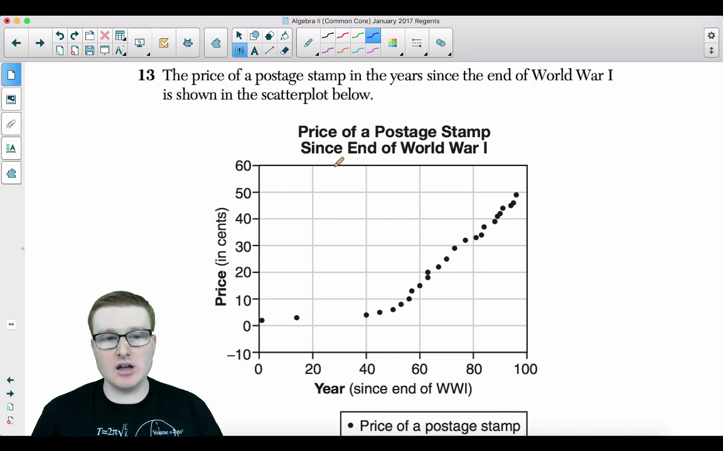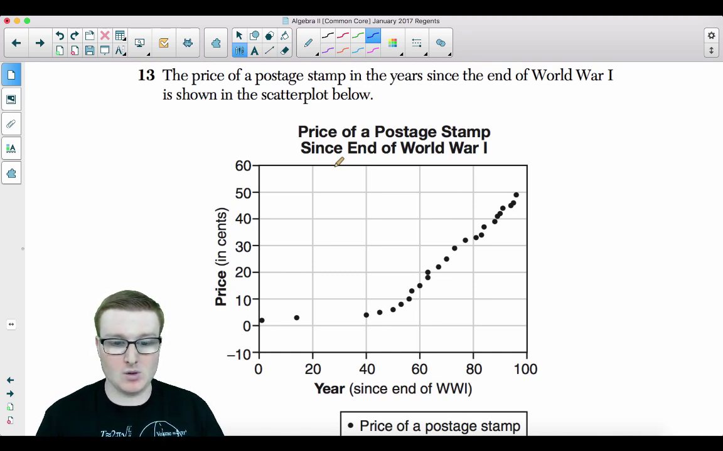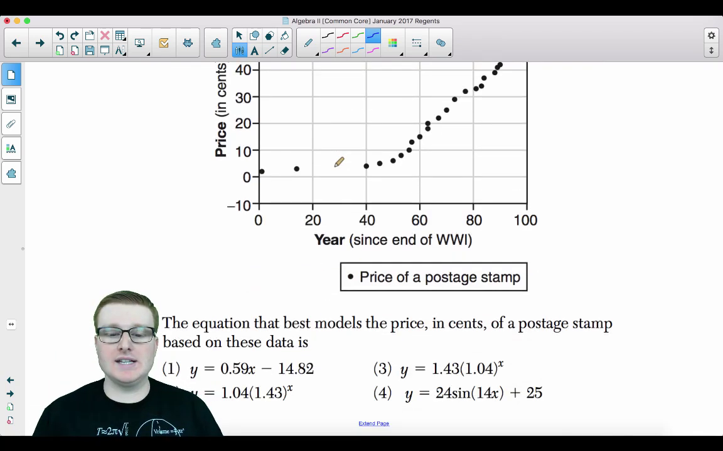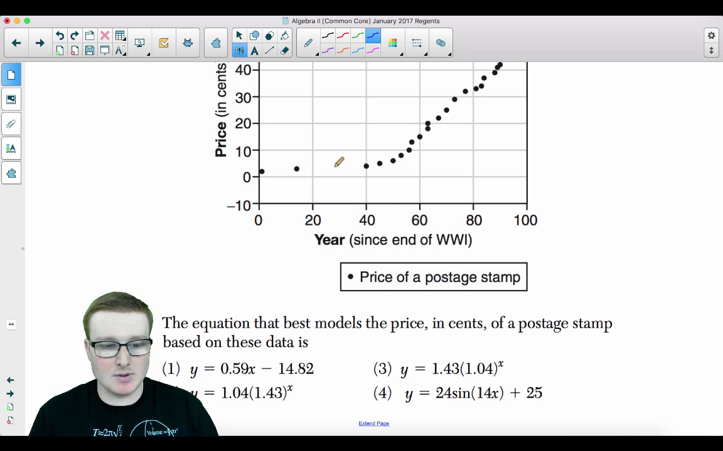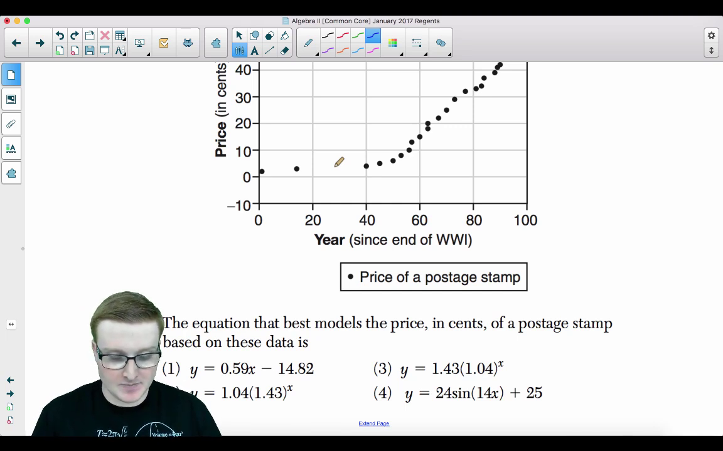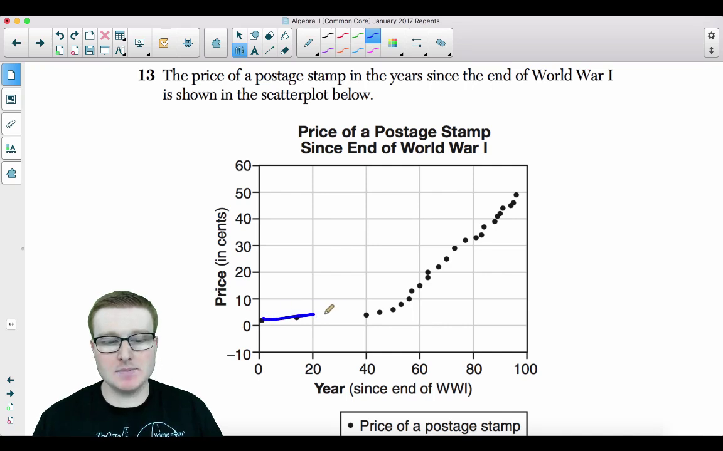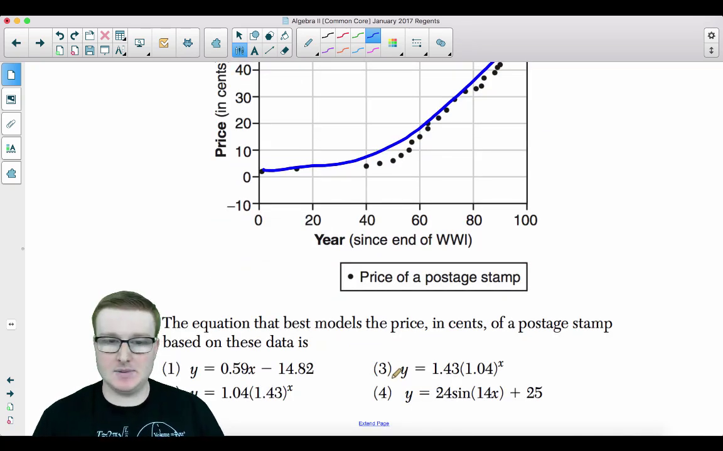The price of a postage stamp in the years since the end of World War I is shown in the scatter plot below. Okay, fine. Then it says the equation that best models the price in cents of a postage stamp based on these data is what? So here's the thing. We know that this is an exponential graph, okay? So we could get rid of anything that's not an exponential graph.